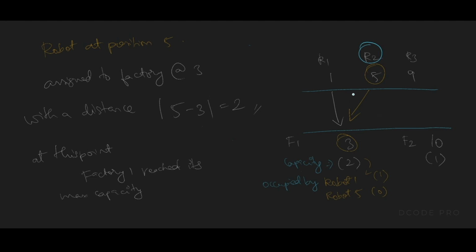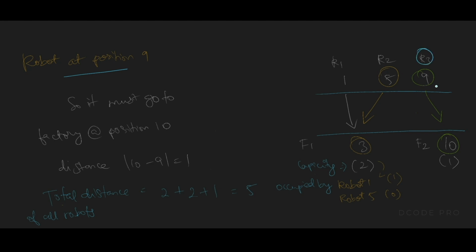The robot at position 5 is assigned to the factory at 3 with a distance of 2. At this point we can see that the factory is already occupied by robot 1, so its capacity is reduced from 2 to 1. Now when the robot at position 5 is assigned to the factory at 3, the capacity becomes fully occupied, and no other robots can be serviced.